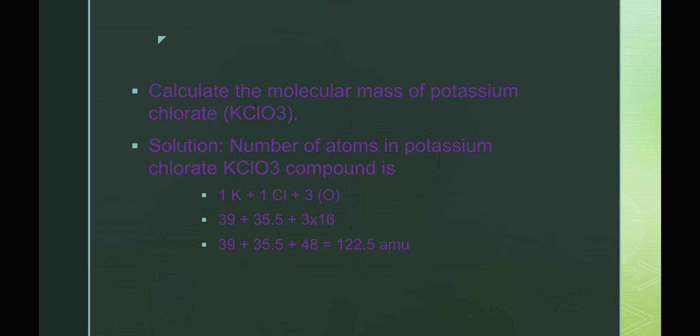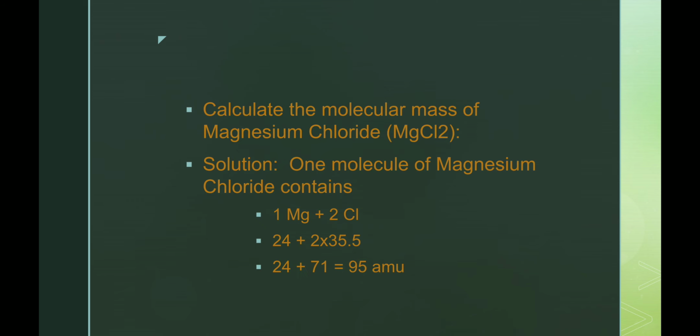So, in order to give you a clear understanding, let me teach you one more example. How to calculate the molecular mass of magnesium chloride. First of all, you should know the formula of a given compound. If the compound is given in words, you have to learn the formula first. Magnesium chloride formula is MgCl2. That implies one molecule of magnesium chloride contains one magnesium atom and two atoms of chlorine.